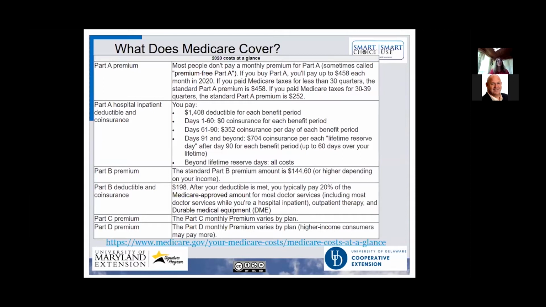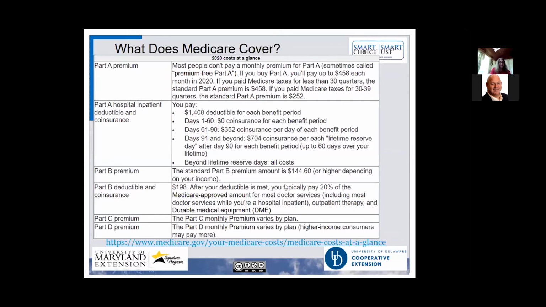Okay, so that was just a little short video put out by Medicare that gave a real good short explanation of the different types of coverage, what some of the costs are, and the relationship between Medigap coverages and regular Medicare. So what does Medicare cover?